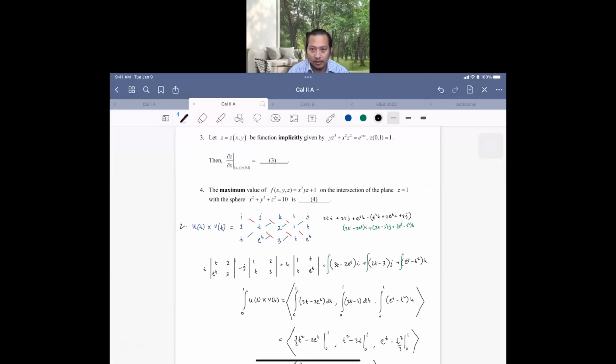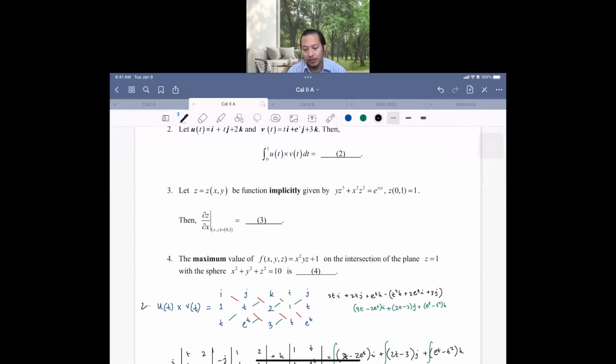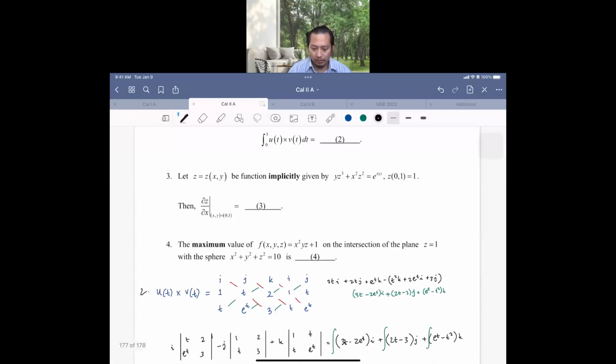Okay. Number 3, anyone has calculated number 3? It's implicit, using the implicit function of two variables. You are using the implicit derivative or differentiation. You can write the answer in the chat box. I'll be giving you a few minutes.